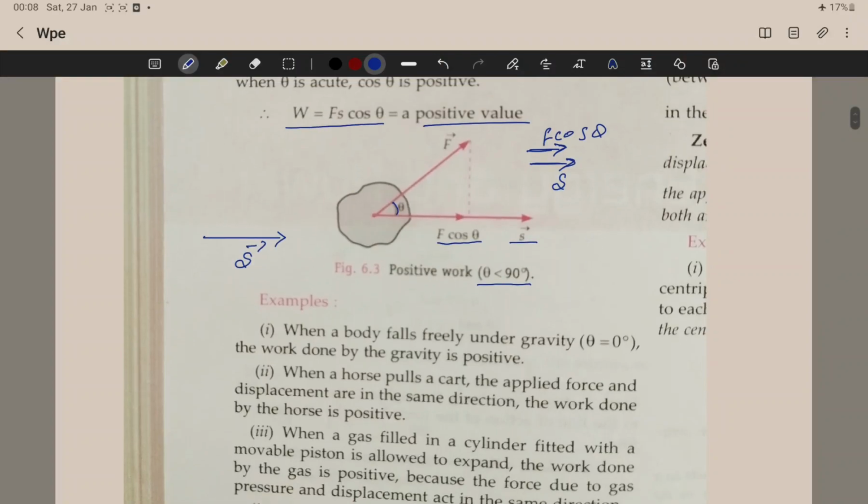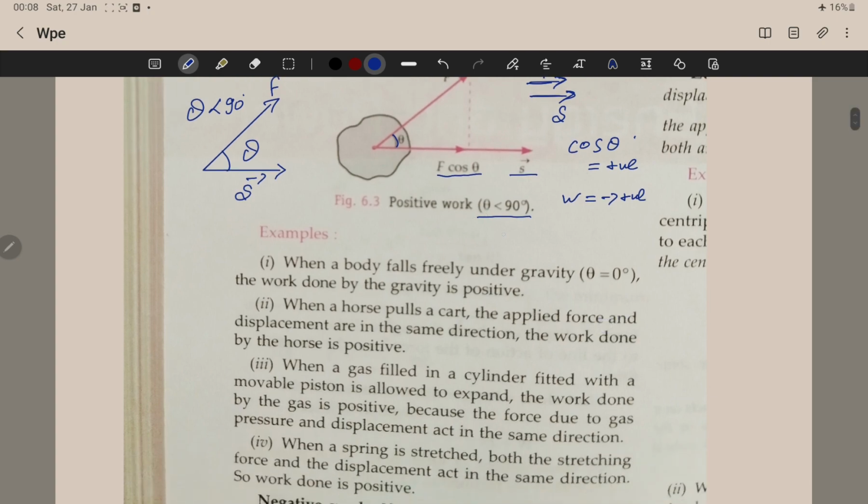We are looking at the angle between force and displacement. If this angle theta is less than 90 degrees, then cos theta is always positive, greater than 0. Whenever cos theta is positive, the work done is always positive. So always remember, for positive work, the condition is that theta must be less than 90 degrees.